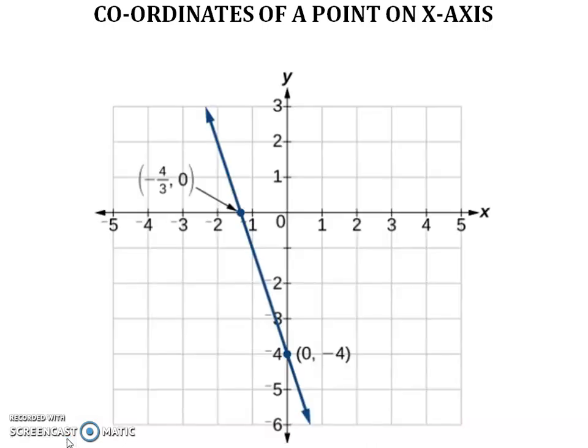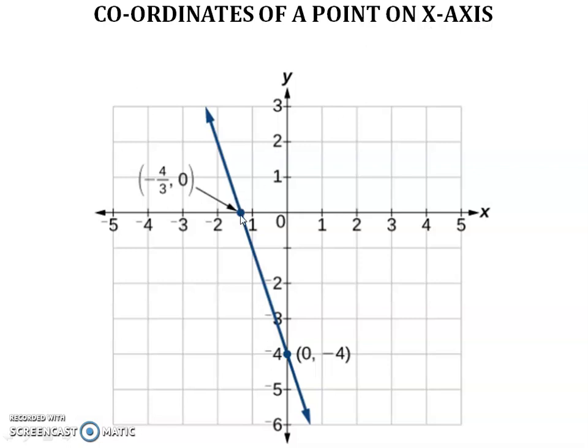Before starting to solve question number 5, you should know one thing, that is coordinates of a point on x-axis. Let's see. Here is an example for a line which passes through the x-axis. You can see the point here, isn't it? The point is on the x-axis.